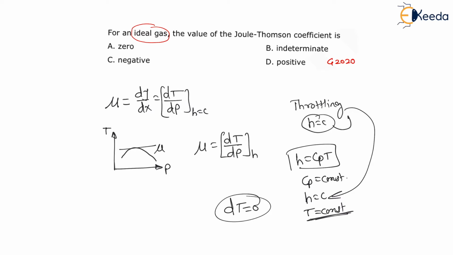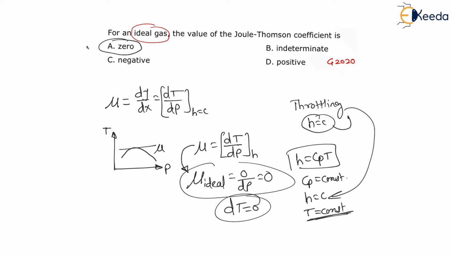And as for ideal gases change in temperature is 0, therefore, mu for ideal gases will be equal to 0 divided by dP, which is nothing but equal to 0. Therefore, the Joule-Thomson coefficient for ideal gases will be 0. That is, option A is the correct choice.